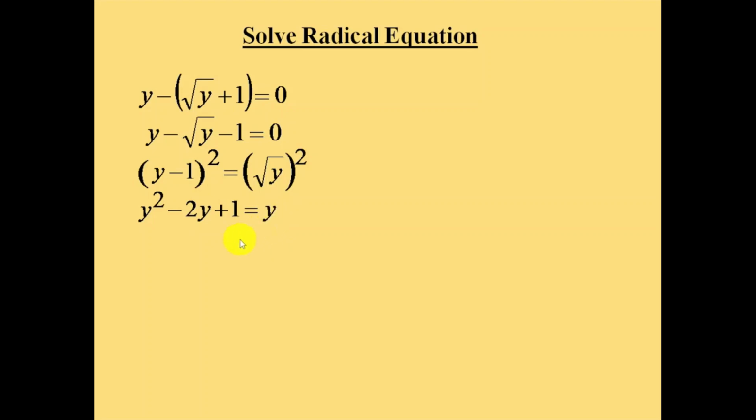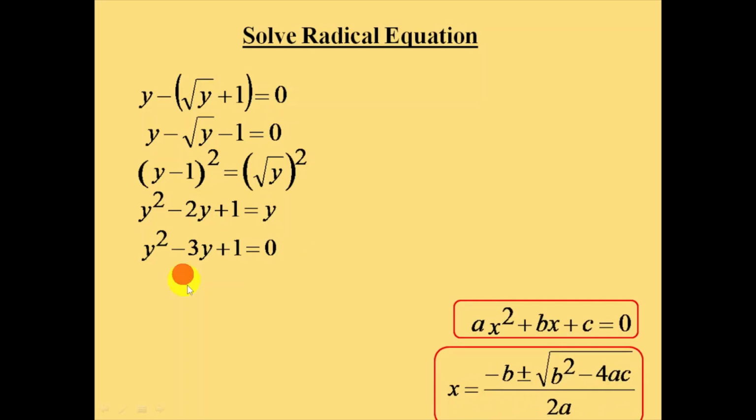Again, bring this y to this side. This is plus y. When it comes to the left side, it will become minus y. So minus 2y minus y will become minus 3y. The remaining value is plus 1 is equal to 0.